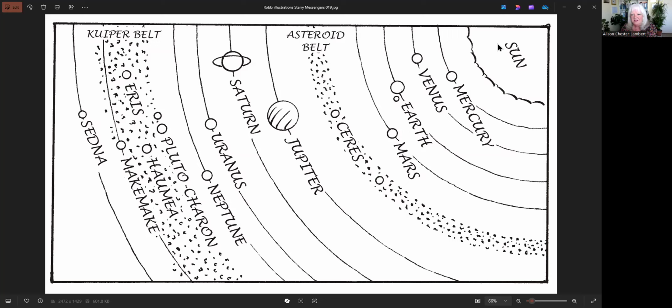Okay, the sun is in this corner. Just coming out from the sun, the next planet that we're concerned with is Mercury. And the planet after that is Venus. And then there's the Earth.